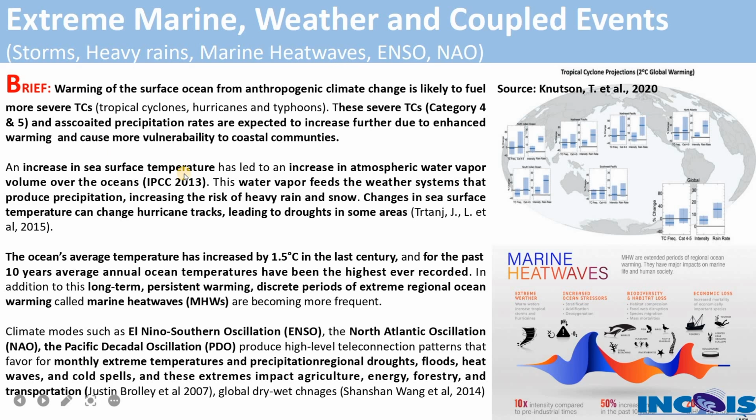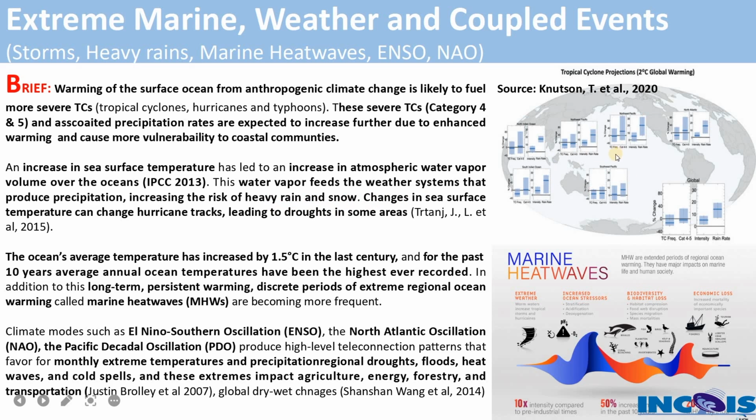So an increase in the ocean temperature leads to an increase in atmospheric water vapor. Thereby you can see more water vapor feeds the weather system. That way you can see heavy extreme rainfall, causing a risk of heavy rain or snow. So changes in this temperature can also change the hurricane tracks as well.